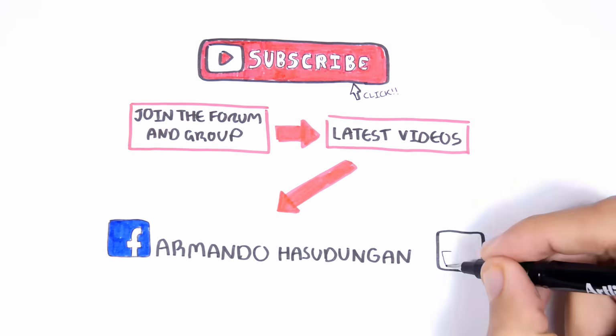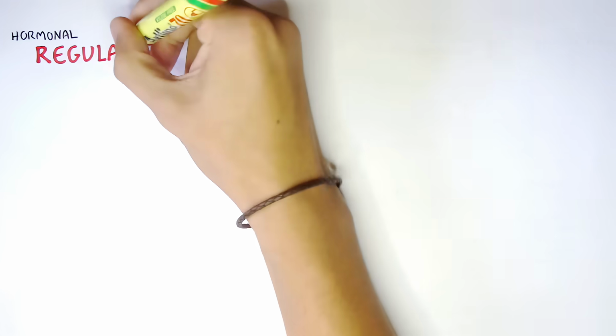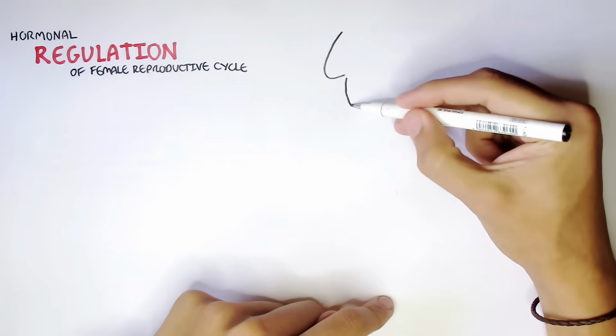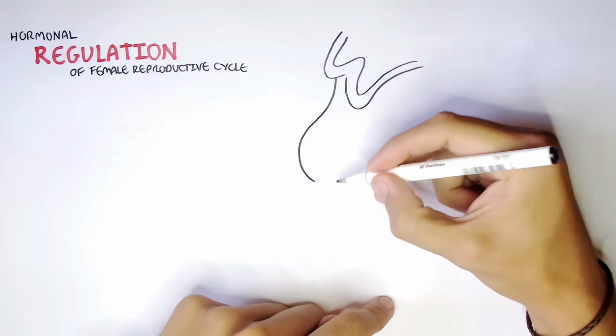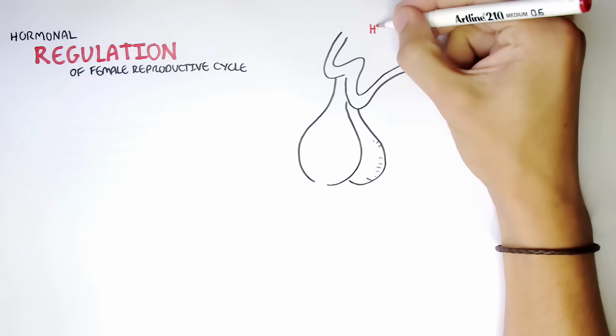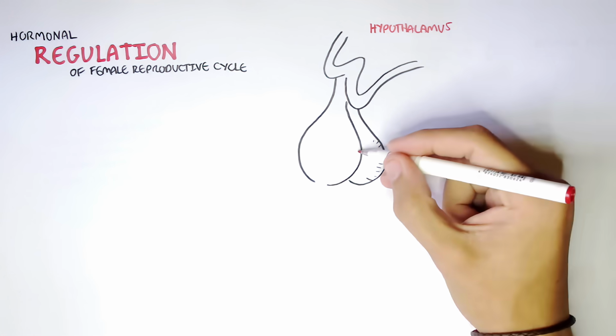In this video, we will look at the hormonal regulation of the female reproductive cycle. So we will be looking at the menstrual cycle basically. The hormones of the female are so much more complicated than the males, but hopefully we'll be able to understand it by the end of this video.